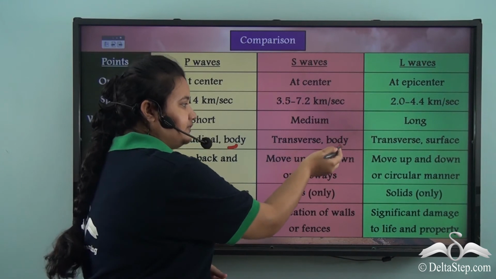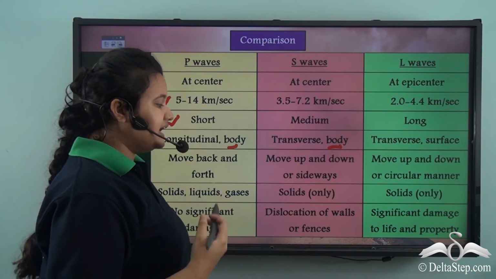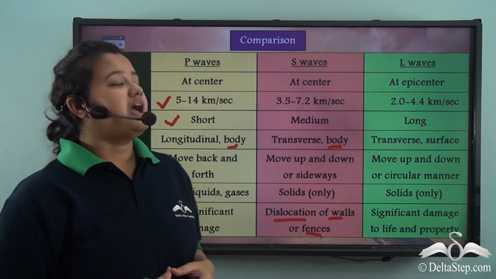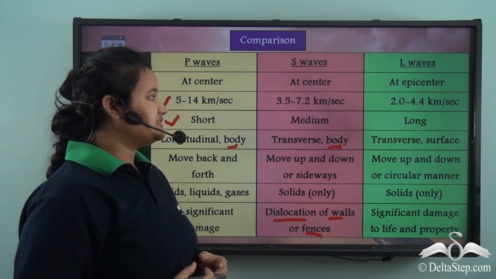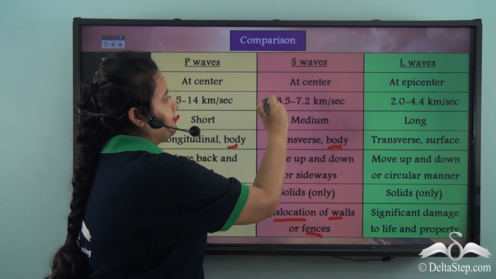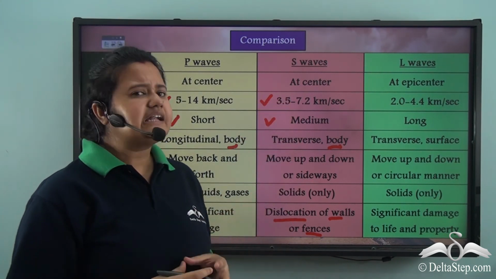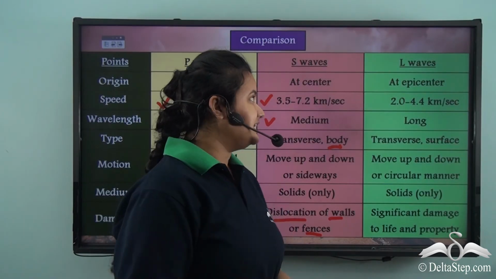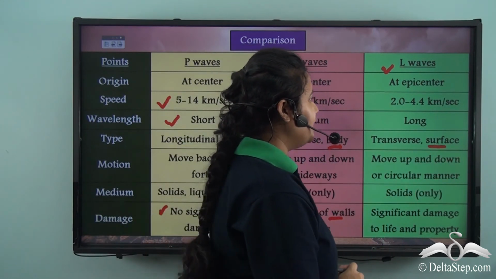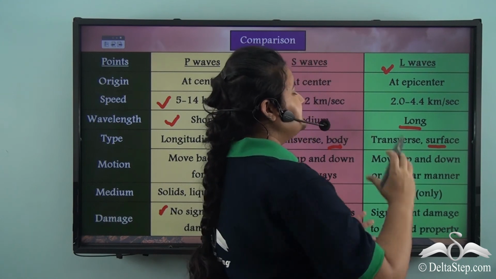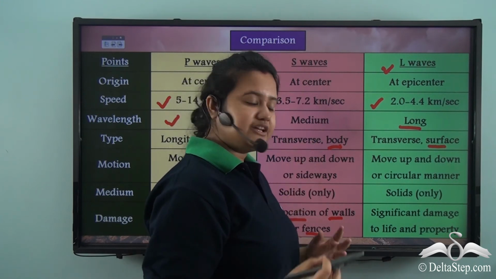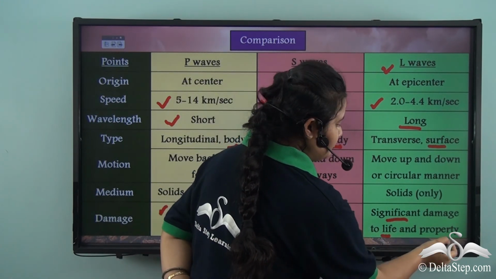S waves are body waves, but they cause damage, that is, they cause dislocation of walls or fences. And why so? Because these waves have medium wavelength and travel a bit slower, and so these waves cause little damage. Conversely, L waves are surface waves and they have long wavelength and travel very slowly. So these waves cause significant damage to life and property.